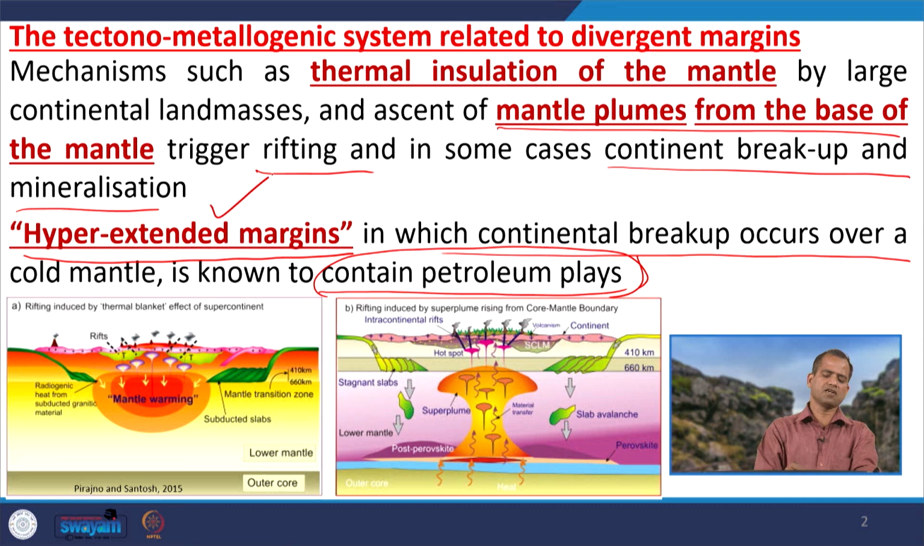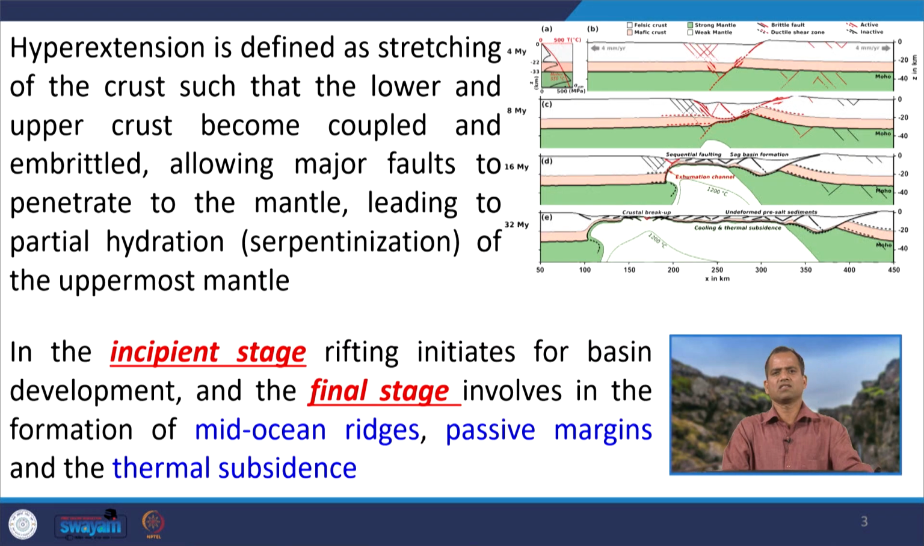What is this hyperextended margin then? How is it different from a normal plate margin, or normal divergent or rifted margins? Here the hyperextension is defined by the stretching of the crust such that the lower and upper crust become coupled and embrittled, allowing major faults to penetrate to the mantle, leading to partial hydration or serpentinization of the uppermost mantle. If you remember the earlier class on the compositional stratigraphy of the earth, we have upper crust, lower crust, then mantle, and the lithosphere is the crust and the upper part of the upper mantle.